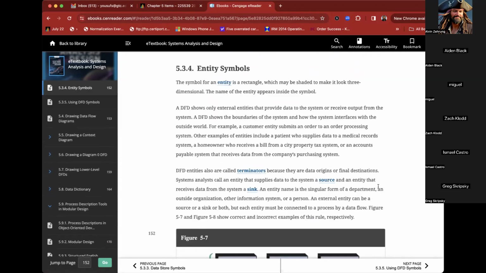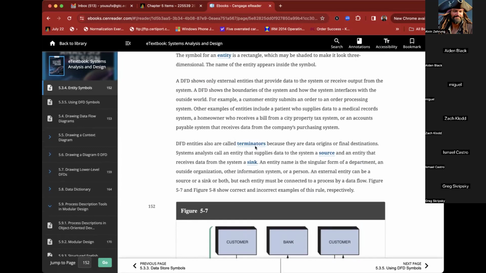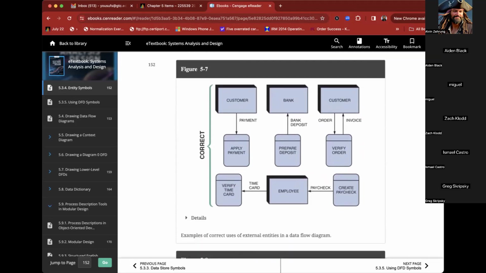Okay, let's move on to the entity symbol. An entity is a rectangle which may be shaded to make it look three-dimensional. However, in some cases, it may not. Data flow diagram entities are also called terminators because they are data origins or final destinations. Systems analysts call an entity that supplies data to the system a source and an entity that receives data from the system a sink. An entity name is a singular form of a department, an outside organization, or other information system, or a person.